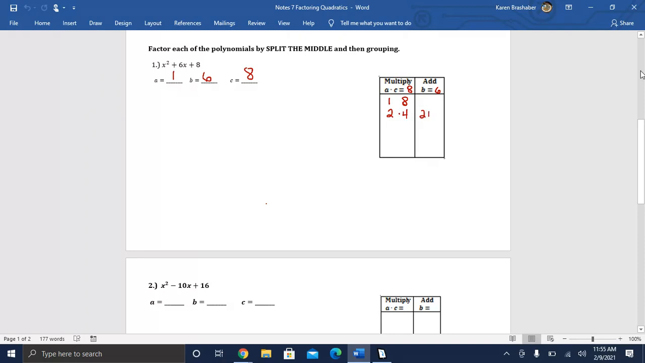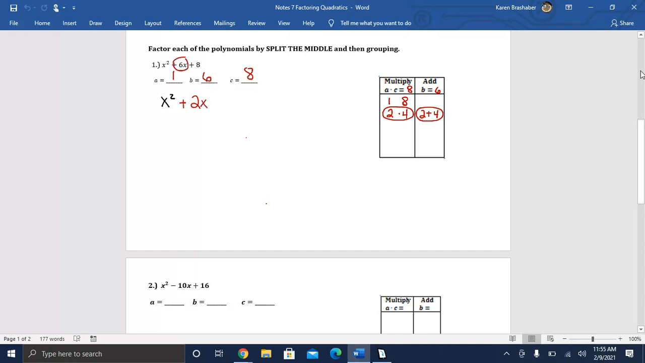And 2 plus 4 is actually what gives me 6. So this is my pair that I want to use to split the middle on my problem. So I have my original problem now, x to the second. I'm going to take the two numbers from my table. They were positive 2. Now, I noticed that my middle term has an x.